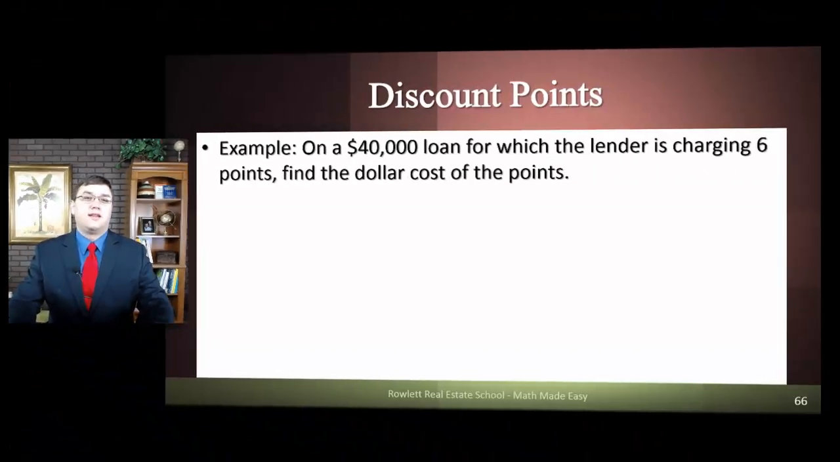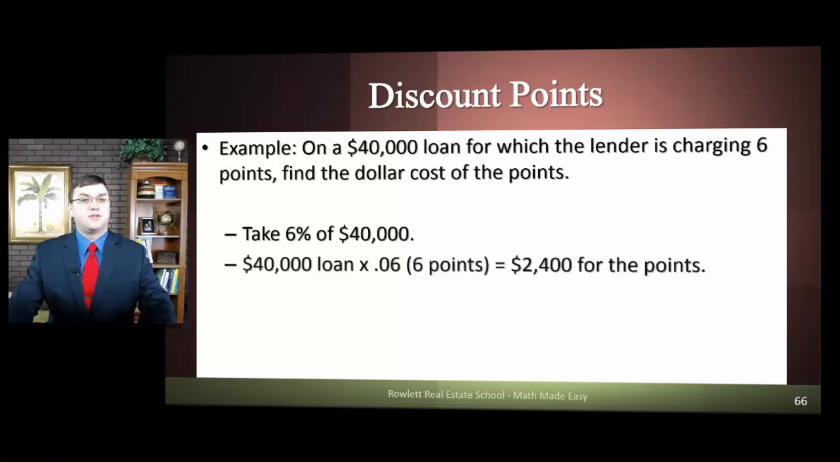Now, an example would be on a $40,000 loan for which the lender is going to charge 6 points, find the dollar cost of the points. Now, as we said earlier, each point is worth 1% of the loan. So we'll take the loan, $40,000, and multiply it by 6%, or 0.06, which tells us that if you were to pay for the points up front, you're going to pay $2,400.